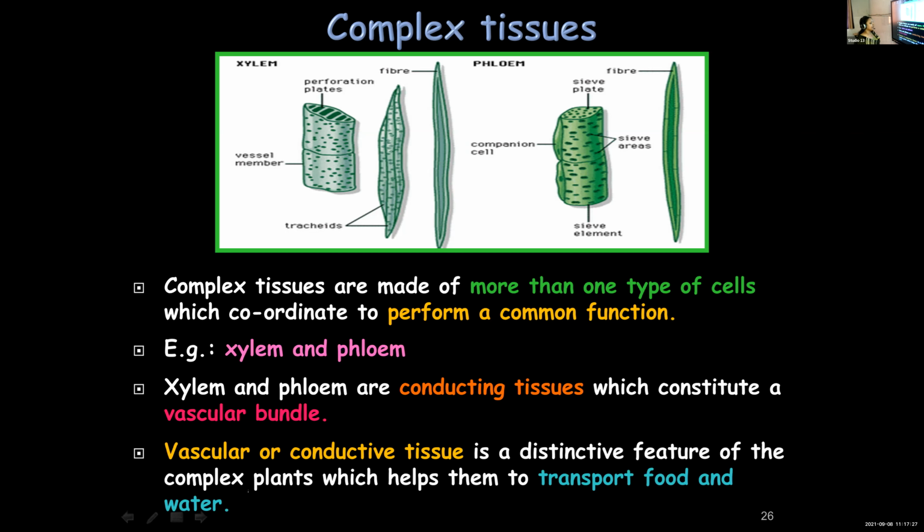Vascular tissue or conducting tissues is found in complex plants, and these tissues help in transporting food and water. Once again, complex tissues are called so because they are made up of more than one type of cells. Example, xylem and phloem. We can call them conducting tissues or vascular tissues or even vascular bundle. They are known as vascular tissues because they help in transporting food and water to different parts of the plant.